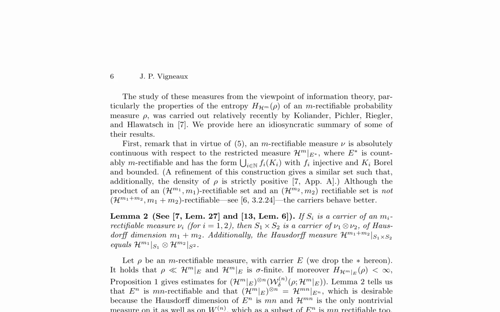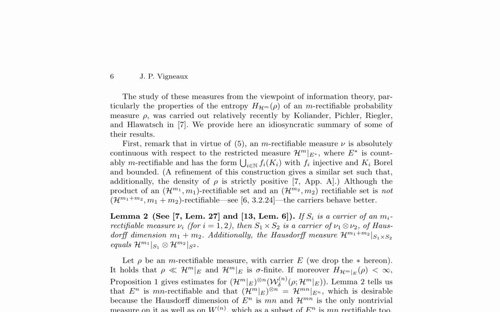Carriers of m-rectifiable measures exhibit desirable properties. If S_i is a carrier of an m_i-rectifiable measure ν_i, for i equals 1, 2, then S_1 × S_2 is a carrier of ν_1 ⊗ ν_2, with Hausdorff dimension m_1 + m_2. Moreover, the Hausdorff measure H^{m_1+m_2} restricted to S_1 × S_2 equals H^{m_1} restricted to S_1 tensor H^{m_2} restricted to S_2.